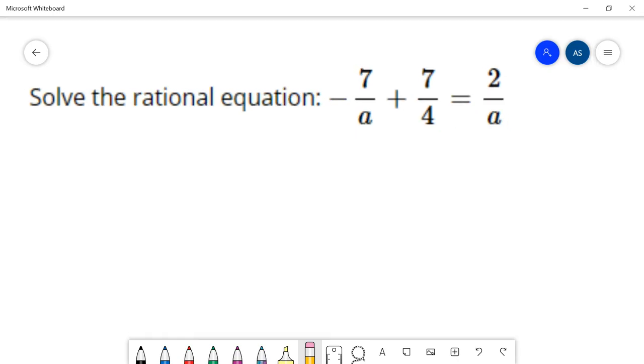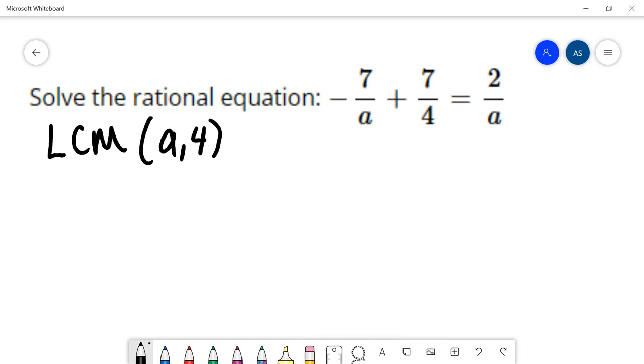When we solve equations like this, we have a variable in the denominator, and we need to get rid of those variables in the denominator before we can start our solving techniques. So we need to come up with the least common multiple of all the denominators. That's going to be a and 4. If there's nothing in common with those denominators, we can just multiply them together to get the least common multiple. So our least common multiple is 4a.